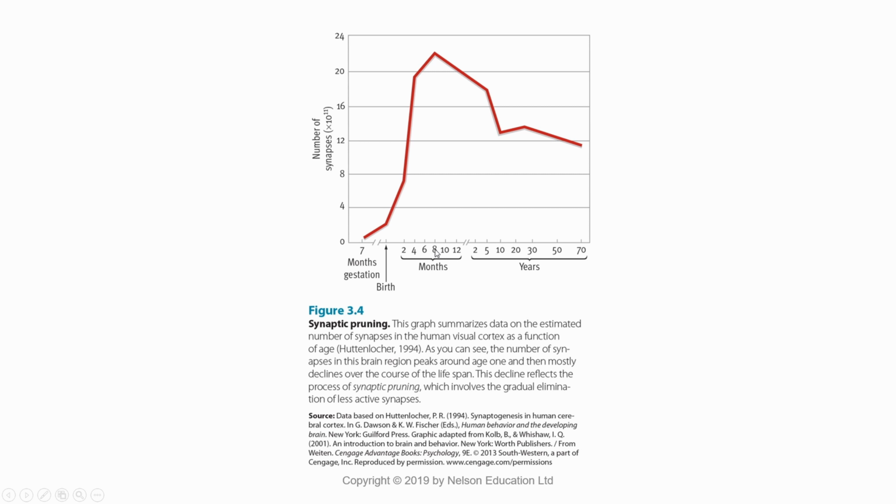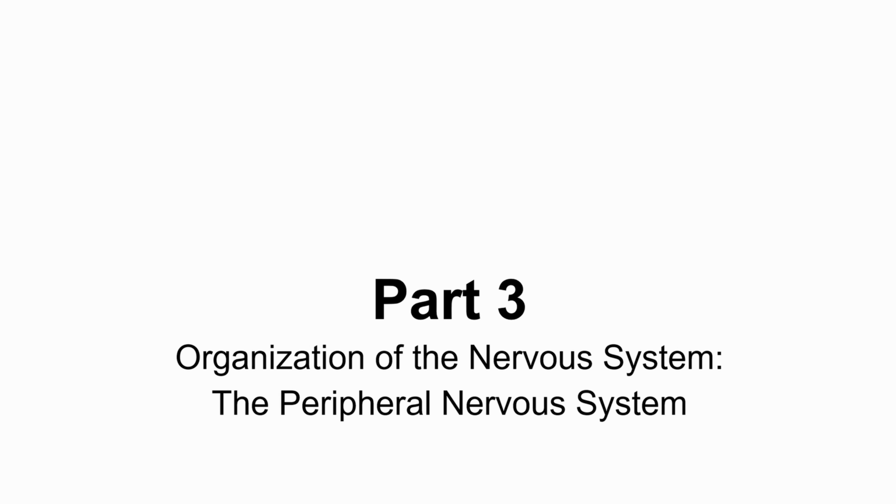We peak around 8 months old, and then we start pruning. So that's the process of synaptic pruning, where we only keep the ones that are useful, and we start setting up those patterns, those networks that we need to continue for the rest of our lives.